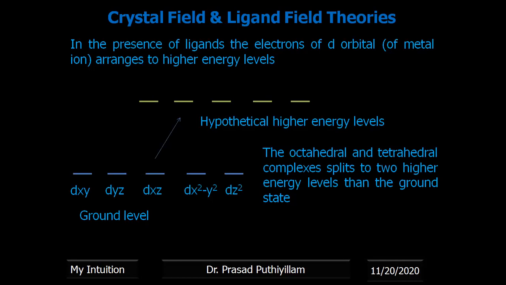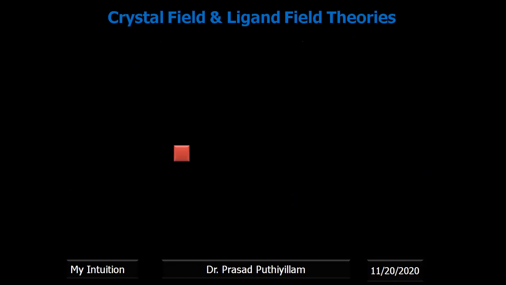Other geometries split into more than two. It does not mean that they will not split up. They will split into more than two levels. Even two is easy for us, so more than two becomes a little bit complicated. So we'll take the octahedral and tetrahedral cases first.